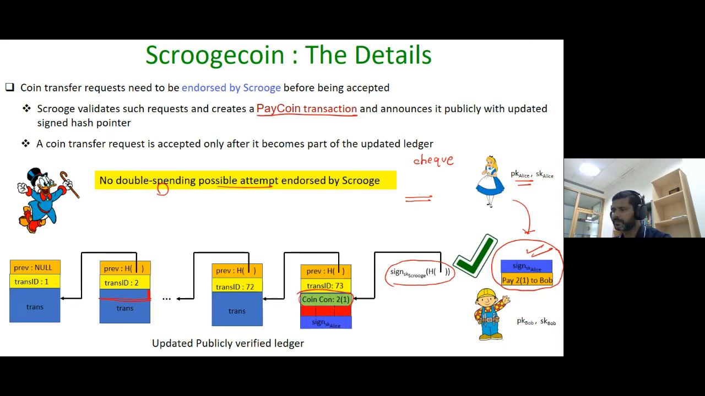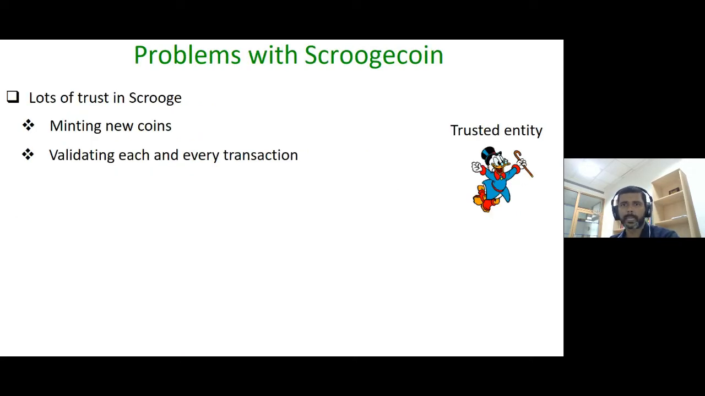Okay, so that's how the double spending attack can be prevented in this Scrooge coin, which was the problem in the Goofy coin, because in Goofy coin, no one was getting their transactions endorsed by Scrooge. So even though we now have a working cryptocurrency, there are lots of problems involved with Scrooge coin. So let us try to understand what are the problems that are associated with this Scrooge coin.